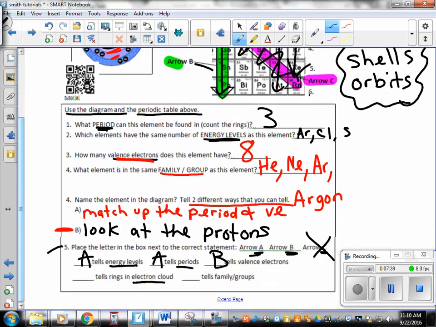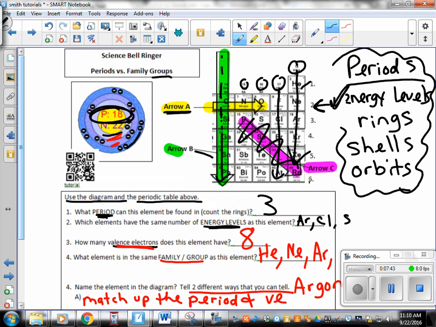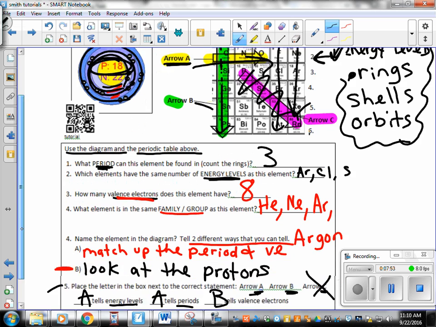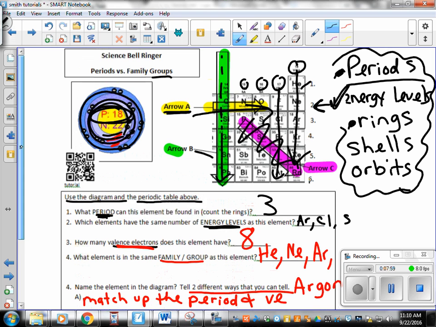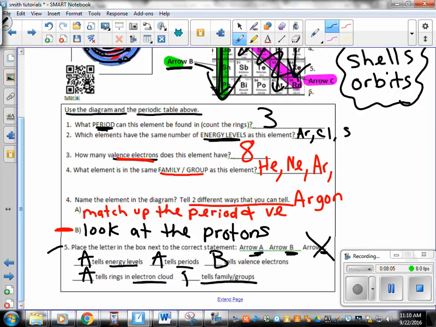Tells rings in the electron cloud. How many rings does an atom have? The rings matches up with the periods. Periods, rings. So that again is arrow A. Tells family groups. We are family. We move down the column you see is arrow B. Right there.